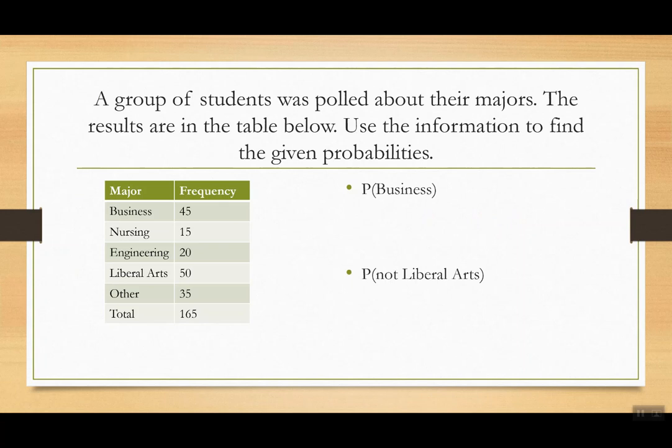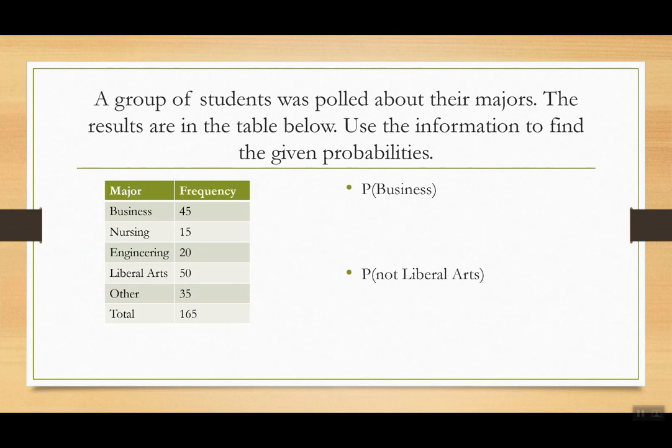So let's just further our talk and look at a bigger chart. So this one breaks down a group of students who are polled about their majors, and the results are in the table. We're going to use the information to find the probabilities. So in the table, we have 45 business majors, 15 nursing majors, 20 engineering majors, 50 liberal art majors, 35 other majors, which gave me a total of 165 students.